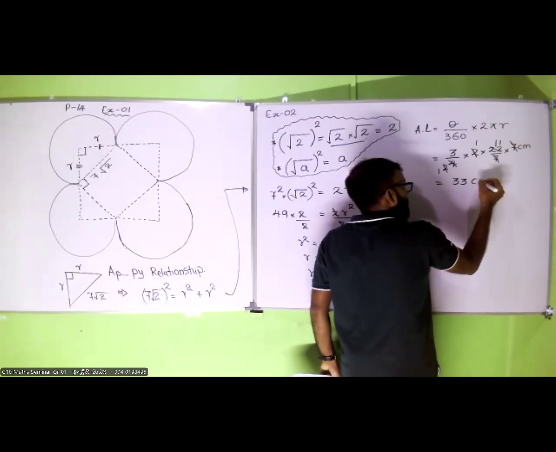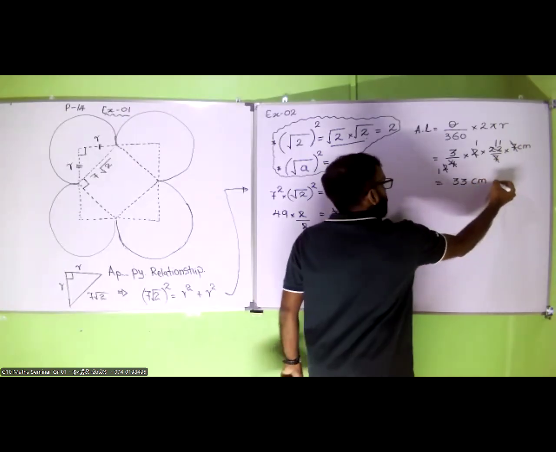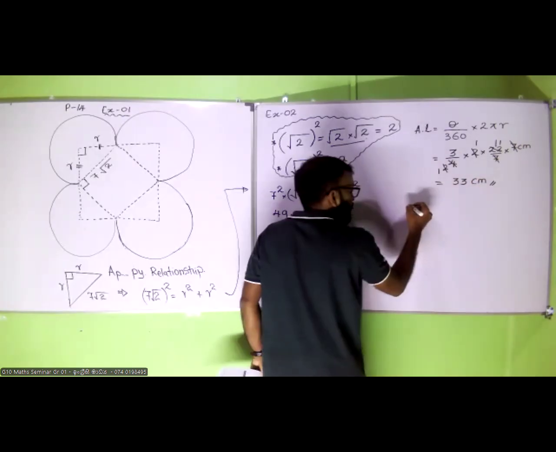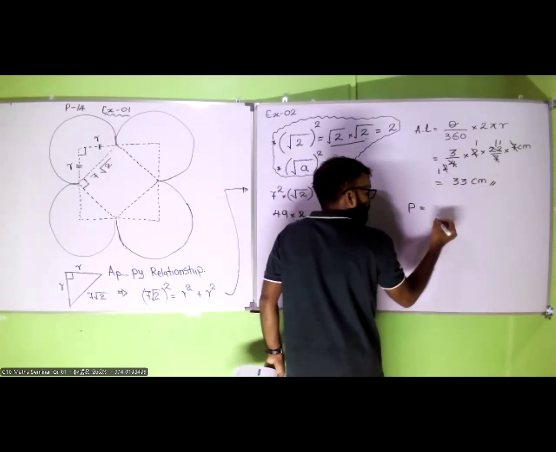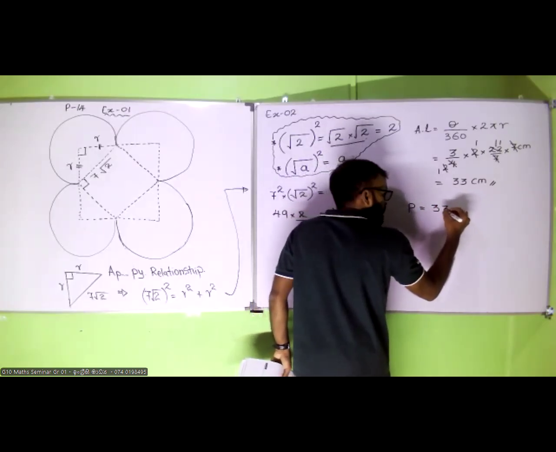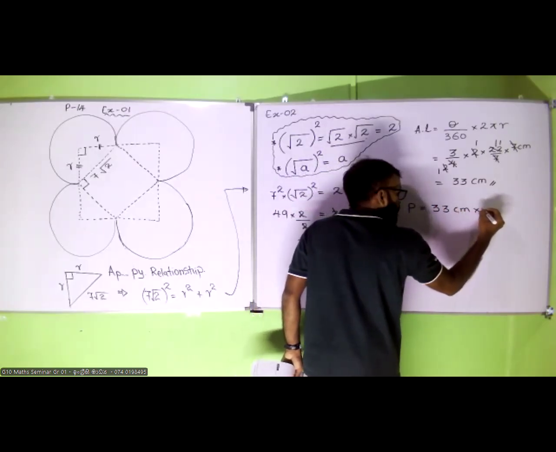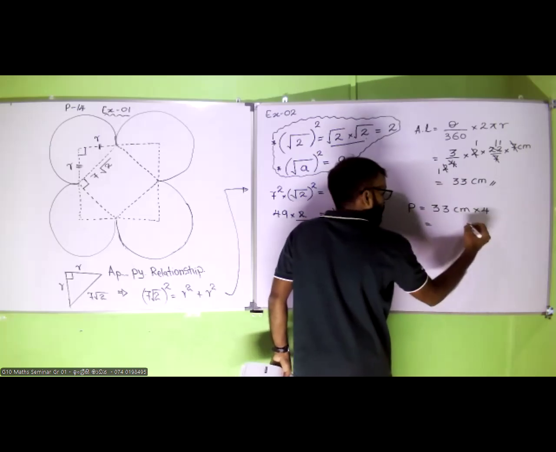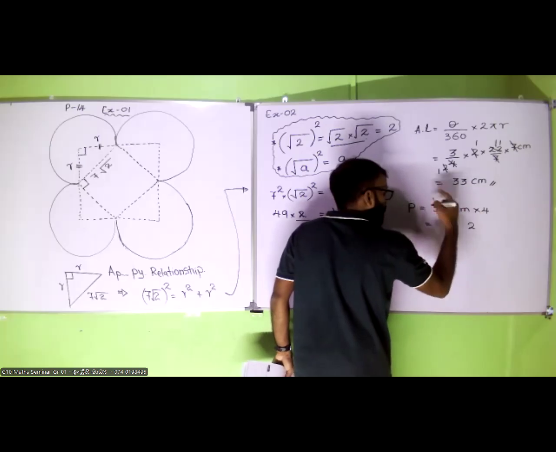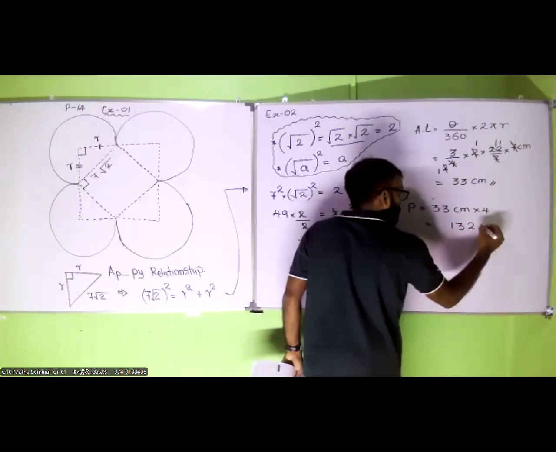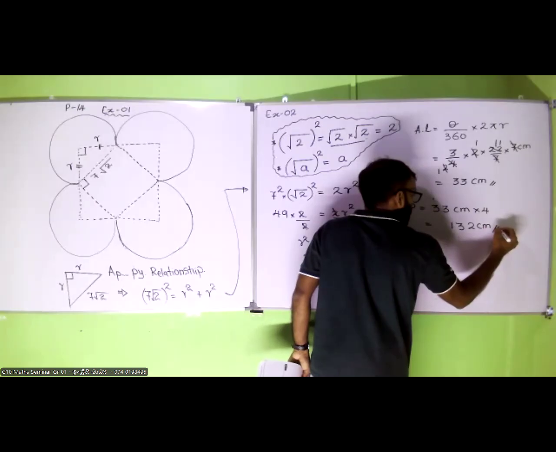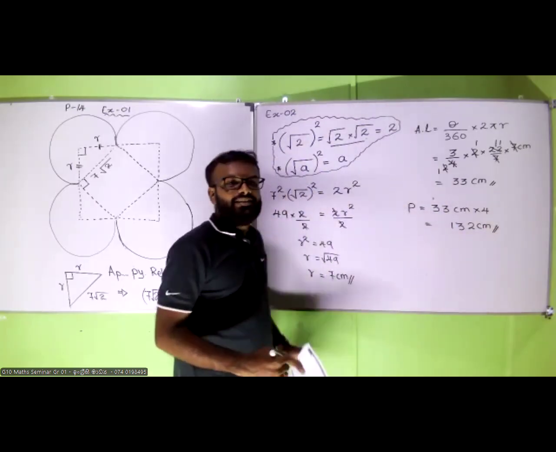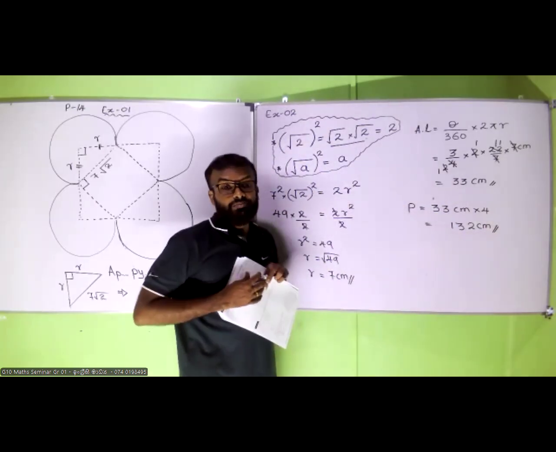Very beautiful, right? 33 centimeters, and the perimeter can be found as 33 centimeters into 4. 4 times 3, 12. 12 plus 1, 132. Nice. Guys, did you understand?